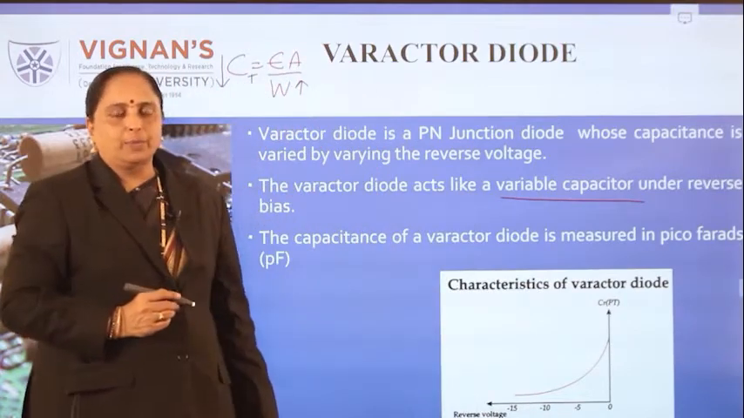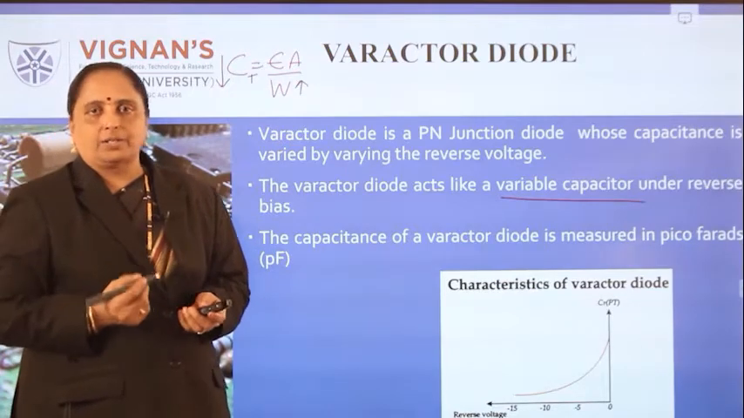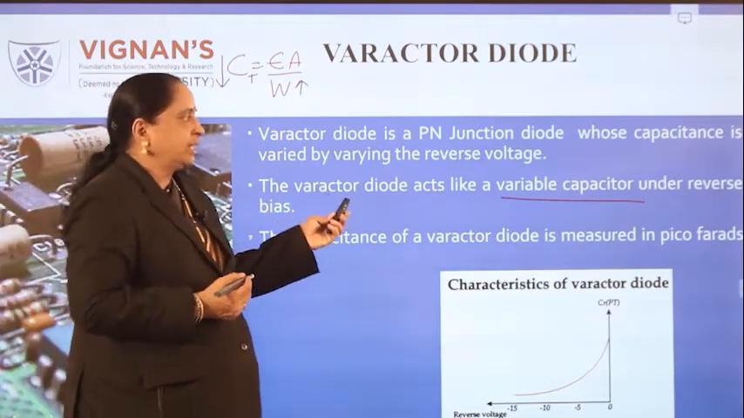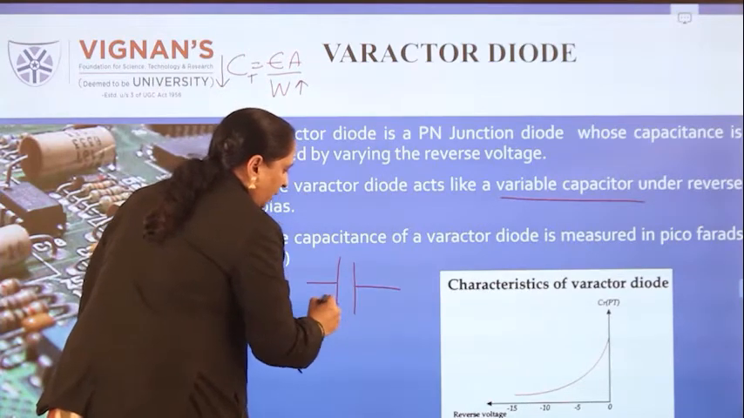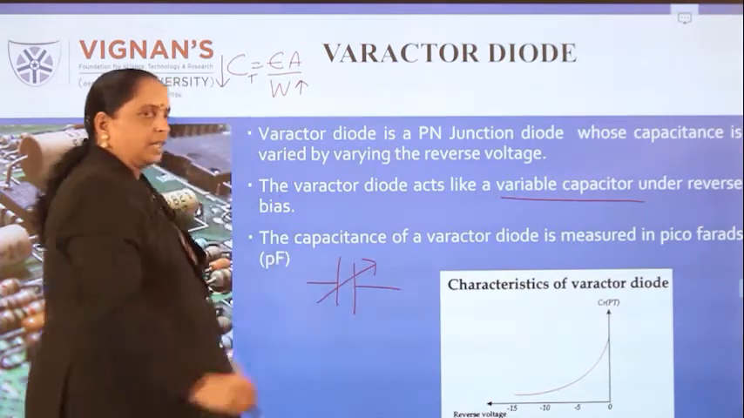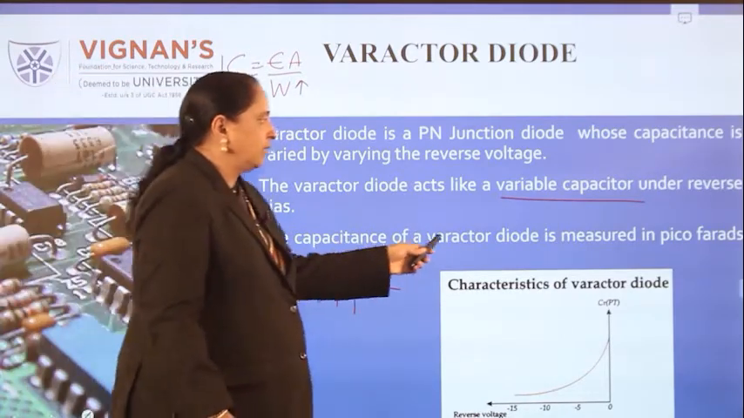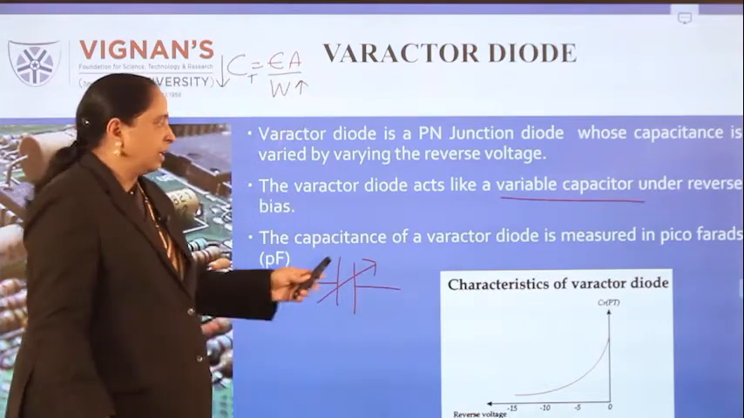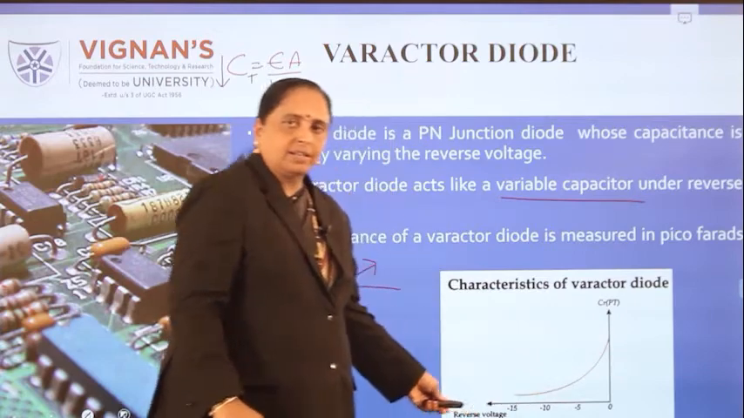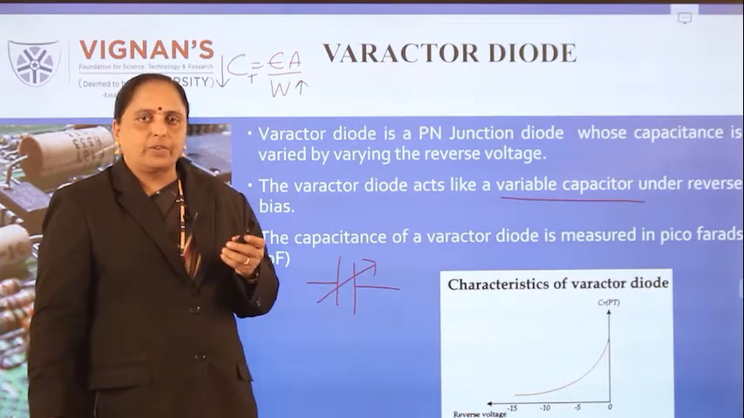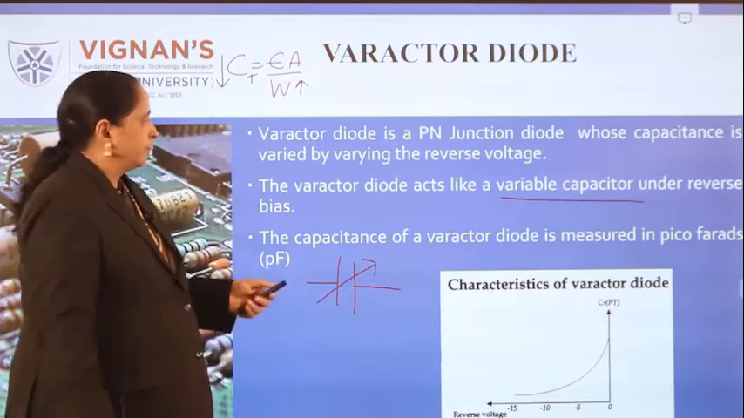Already we have variable capacitors in real-time applications, which we can also call a trimmer. We can represent the variable capacitor like this. So the varactor diode can be used as a variable capacitor. Next, the capacitance of the varactor diode is measured in picofarads, because the value is reducing very drastically and is also a very minute value.